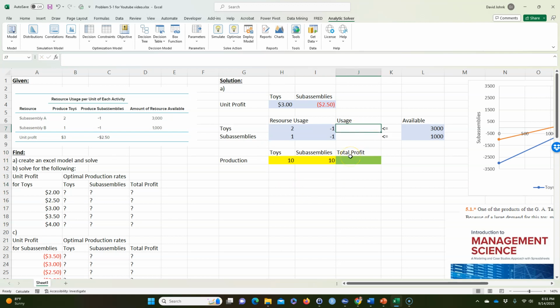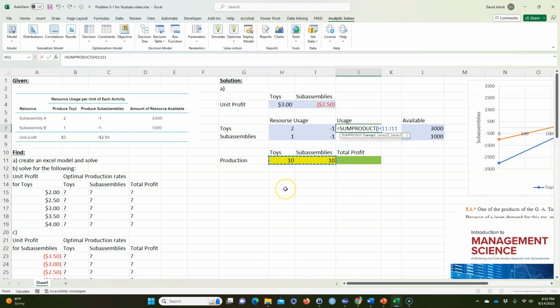So the usage is going to be equal to the sum product of, so sum product is basically going to be this times this plus this times this, right? So you're making 10 of them and it makes 2 each, and then 10 of these and a negative 1 each. So in other words, if you make them, that's one less you would buy, right? So anyway, when you read the problem, it'll make a little bit of sense.